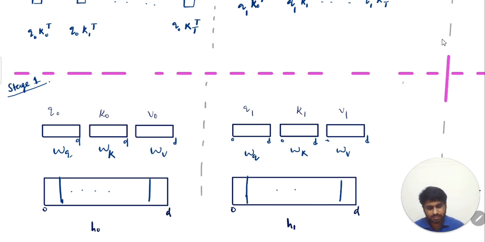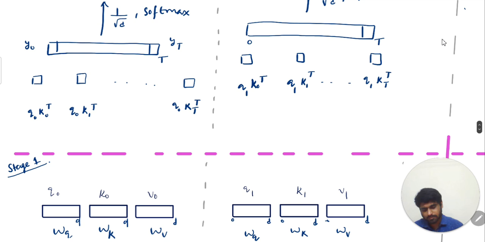The intention of taking these three variants of each embedding is that we use the query and key of these embeddings to calculate the weights, and we assume the value vector is in a way the input vector itself. So we calculate the weights using keys and queries and multiply them with the value vectors to get the final embedding output. Now let us see what happens in stage 2.